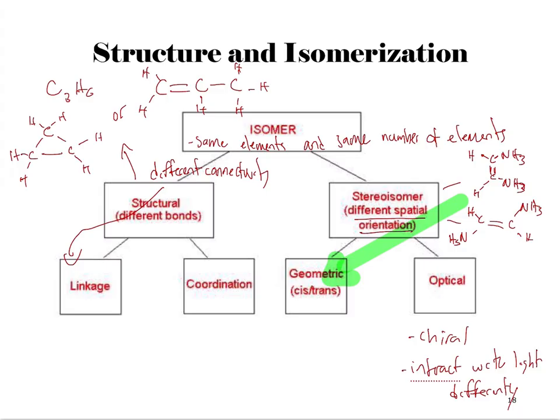And then for structural isomers, the ones we have are the different linkages, right? So here, this would be a different structural isomer. These would be different linkages, right? The connectivity is different and the types of bonds are different. And then the ones that we're interested in for coordination compounds would be coordination isomers, right? So coordination isomers, right? Both of these are important for coordination compounds.